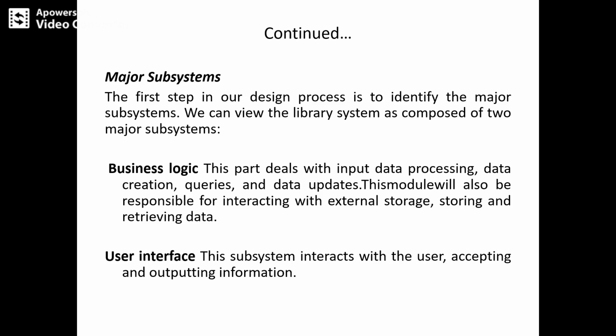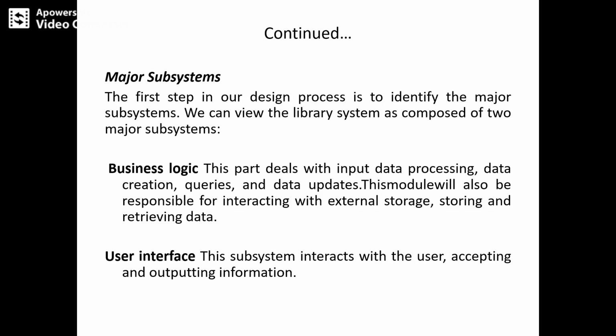So we need to talk about the major subsystems. Once we are developing the entire system, there will be major systems, and we are going to divide it into different subsystems. So that is the major part. The first step in our design process is to identify the major subsystems.